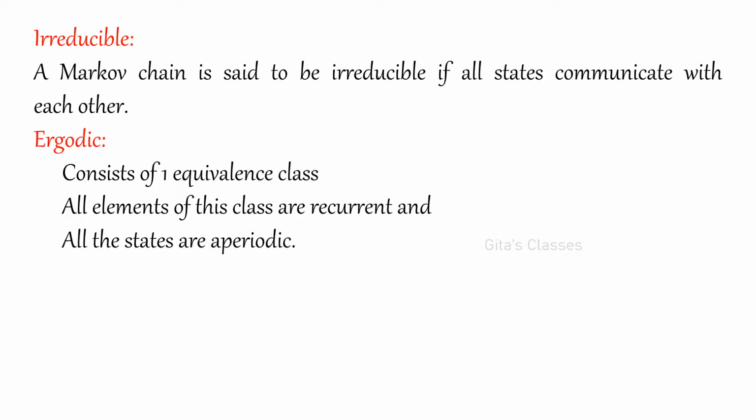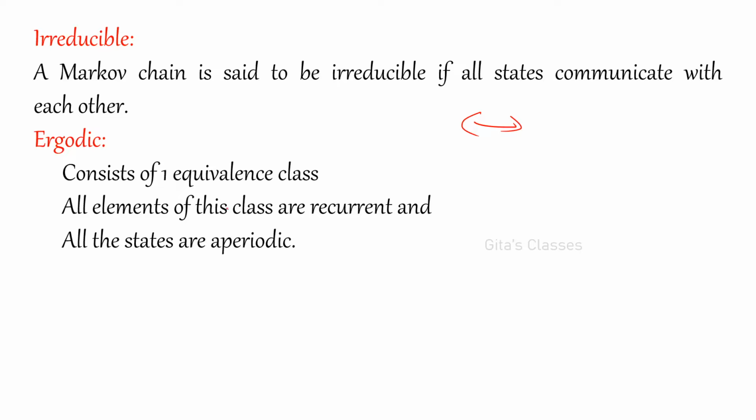A Markov chain is said to be irreducible if all states communicate with each other. That is, if you consider any state, you should be able to reach all the other states. It should be applicable for all the nodes, all these states. Similarly, ergodic, these two are important definitions. All the definitions are of course important. Here it consists of one equivalence class. Equivalence class means what? It should satisfy the equivalence relation of communicating with each other.